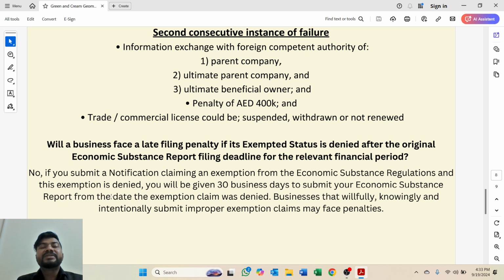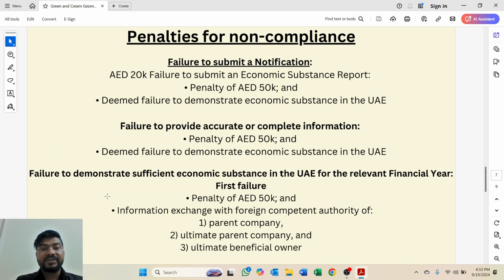And if the business willingly, knowingly or intentionally submits an improper exemption claim, they may have to face the penalties, which I already explained. In case of wrong information, inaccurate or incomplete information, a penalty of 50,000 dirham will be applied.